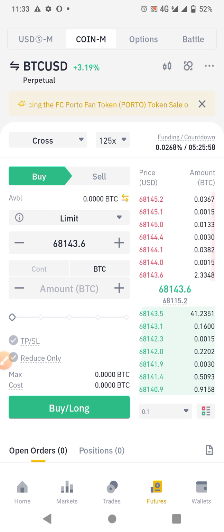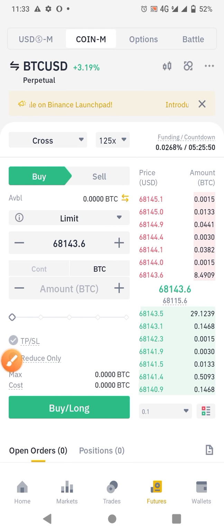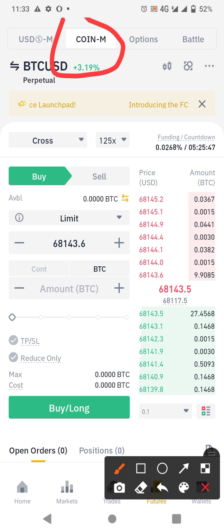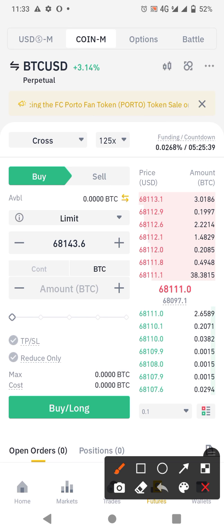Now this is the trade interface. As you can see, the USD-M futures interface. You can see the coin-M futures interface. You can see the options at the bottom. The ones you need the most are the USD-M and the coin-M futures. Are you getting me? Now, let me tell you everything that is here on the interface before I start my trade.